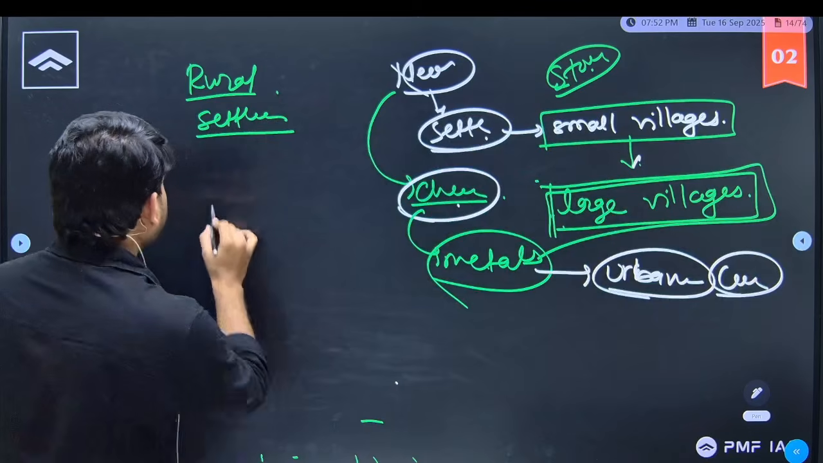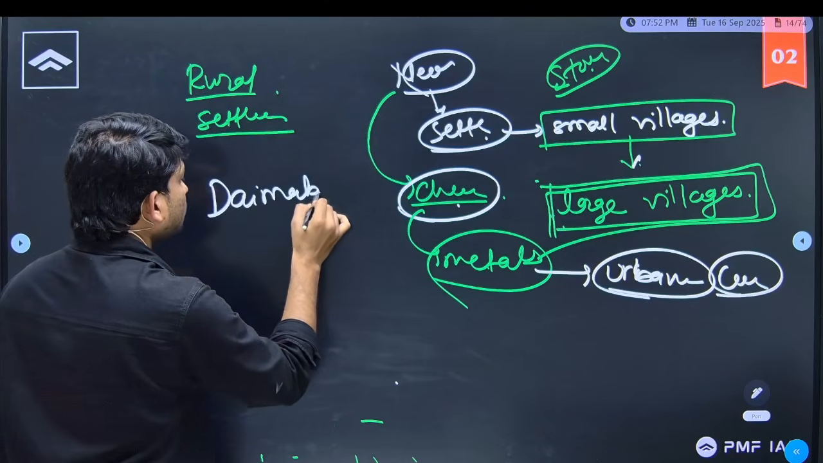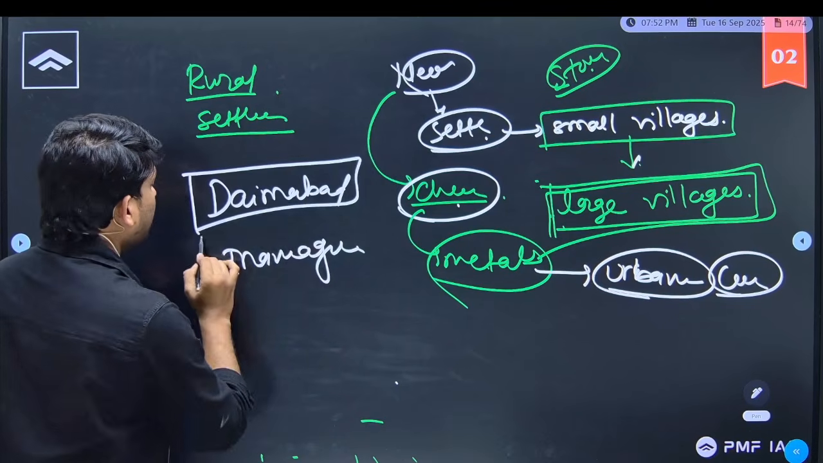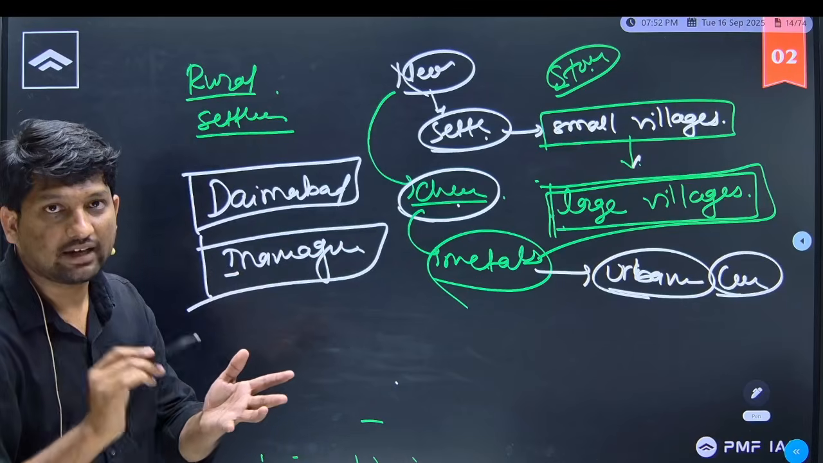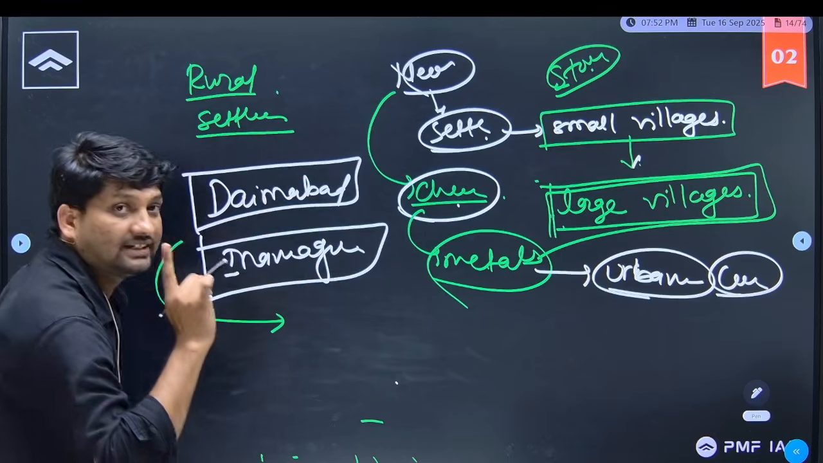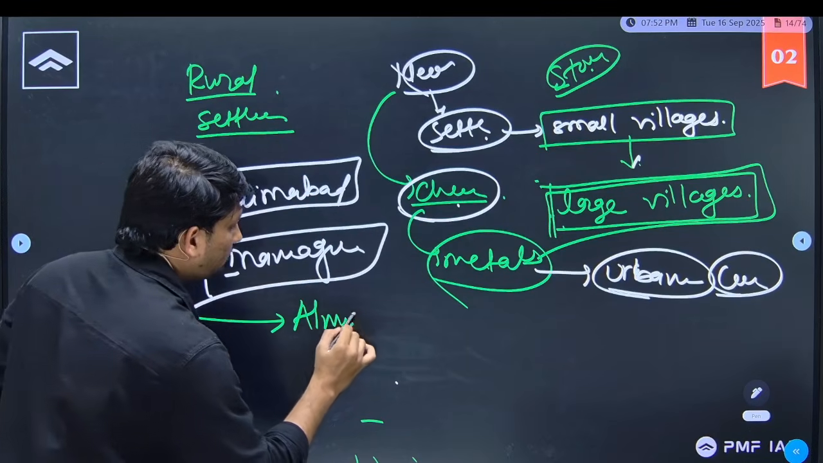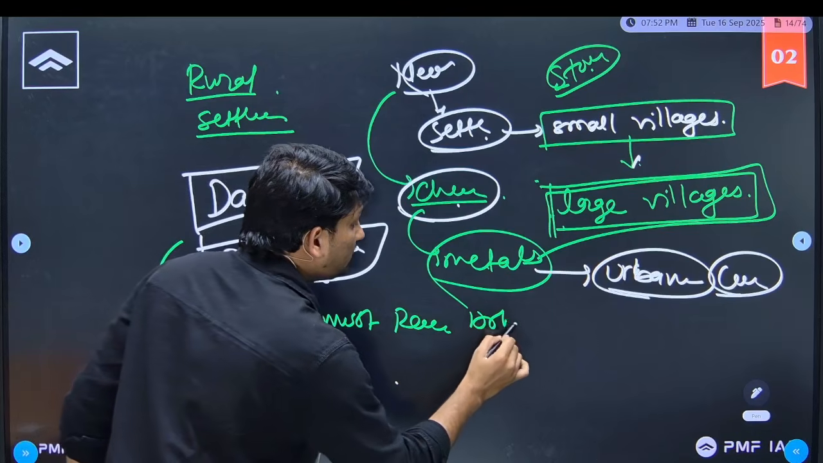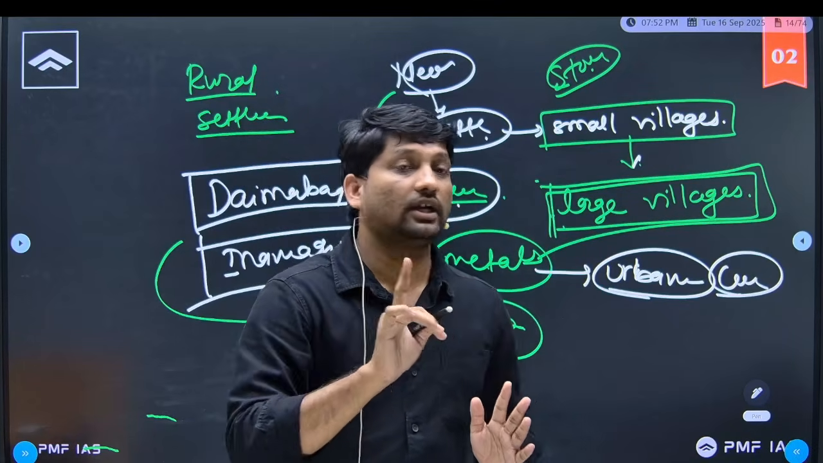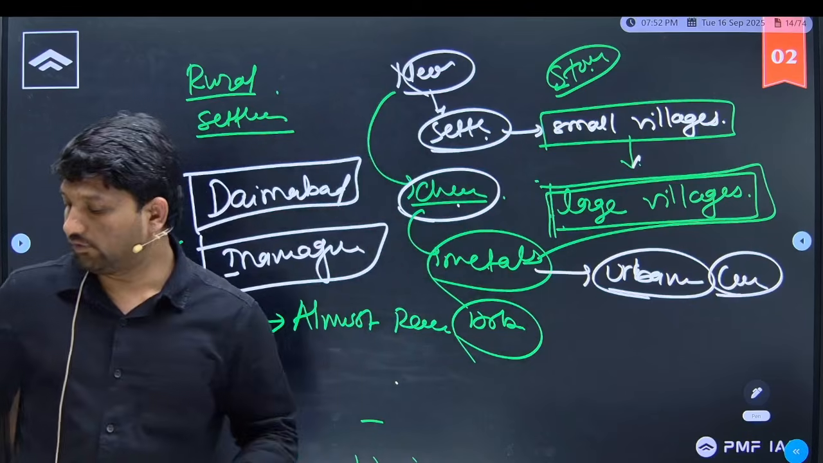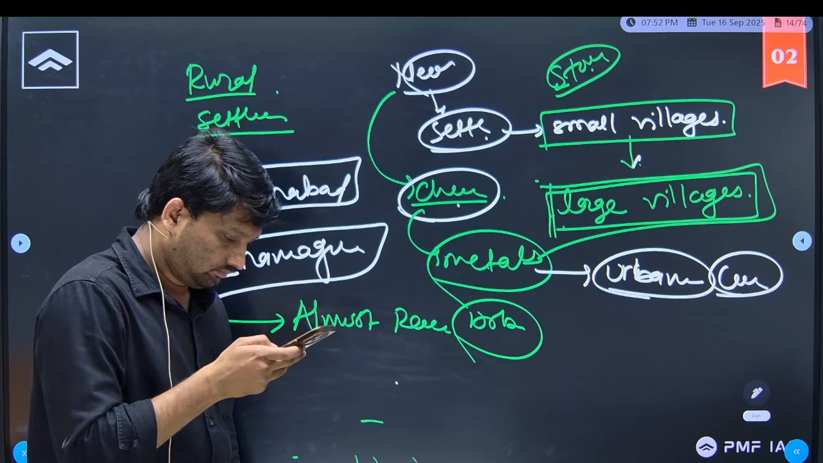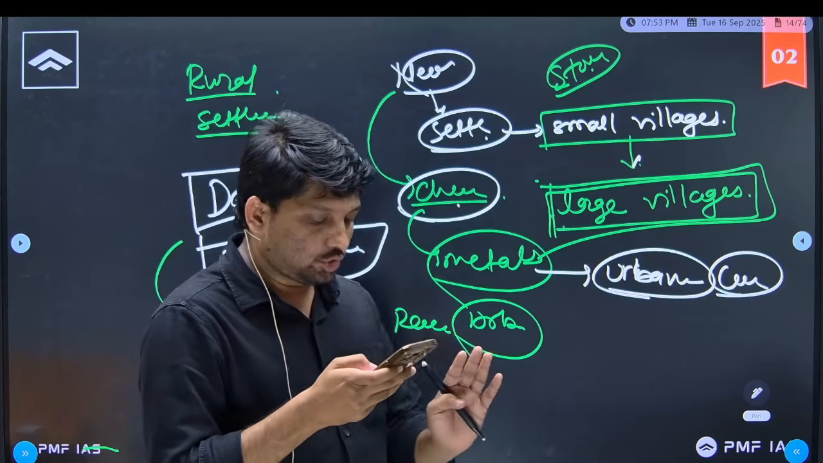Remember two important sites, Daimabad and Inamgaon. From which culture are they? Tell me. Are Daimabad and Inamgaon from Jorwe culture, Ahar culture, or Malwa culture? In Daimabad and Inamgaon, you will find sites that almost reach urbanization, but not clear urbanization. So from which culture are these two sites? Okay, both of these sites are from the Jorwe culture.